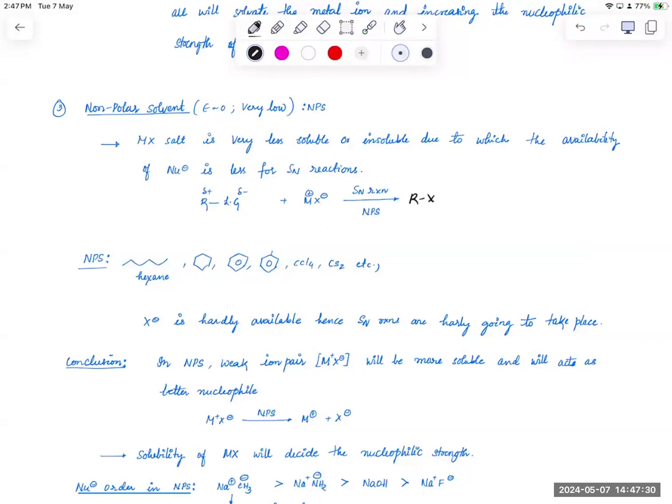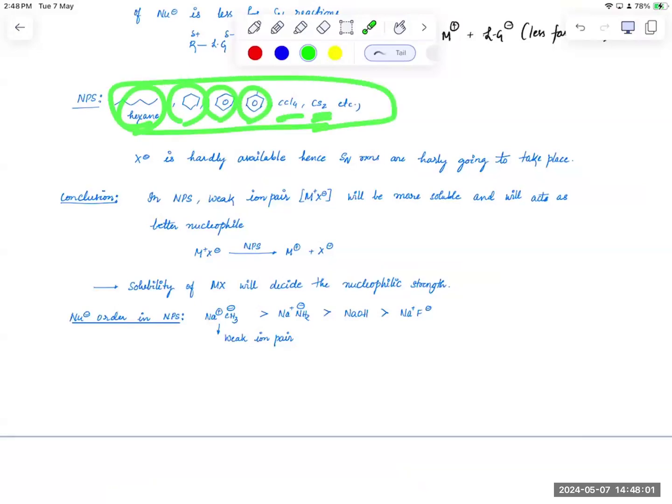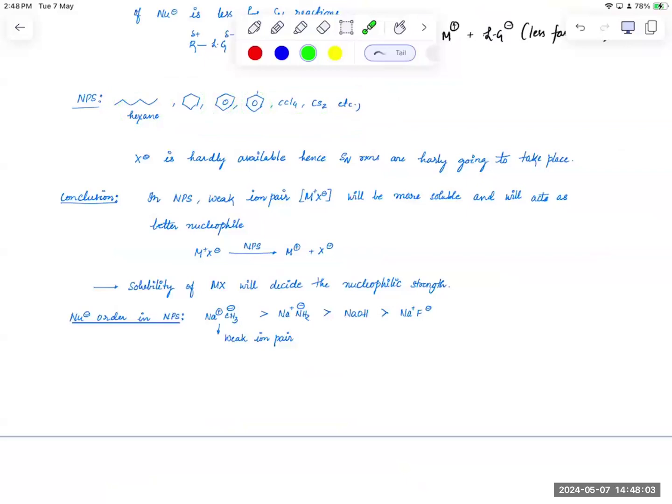So that's why, if you notice this plus X minus, we are expecting this particular reaction that we will get RX plus M plus and then LG minus, leaving group. LG is the leaving group with minus charge. But for this reaction to happen in this solvent is less favorable. So this is a less favorable reaction. Okay. So in all of these cases, n-hexane, cyclohexane, benzene, toluene, CCl4, CS2, these are all used as non-polar solvents. Okay.